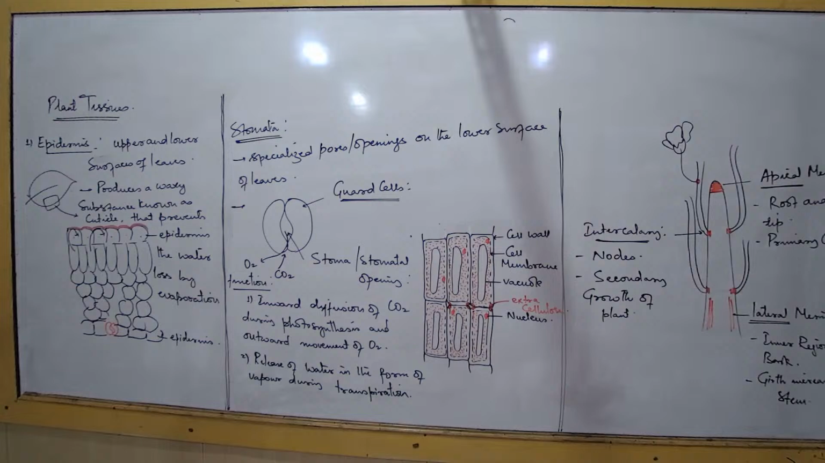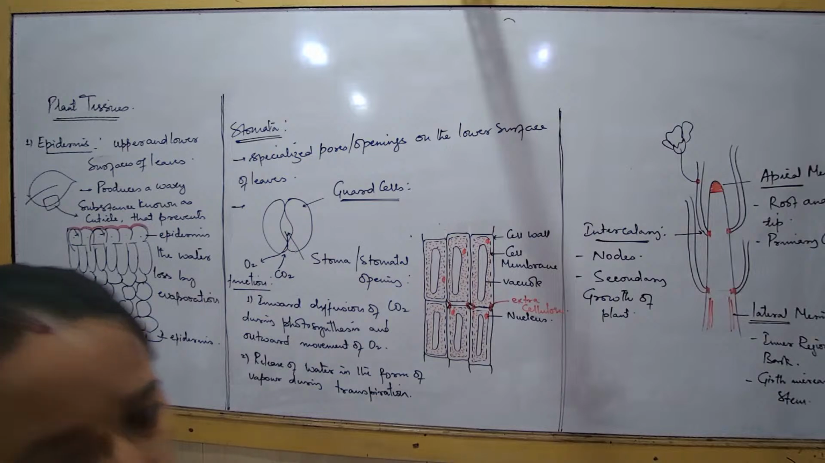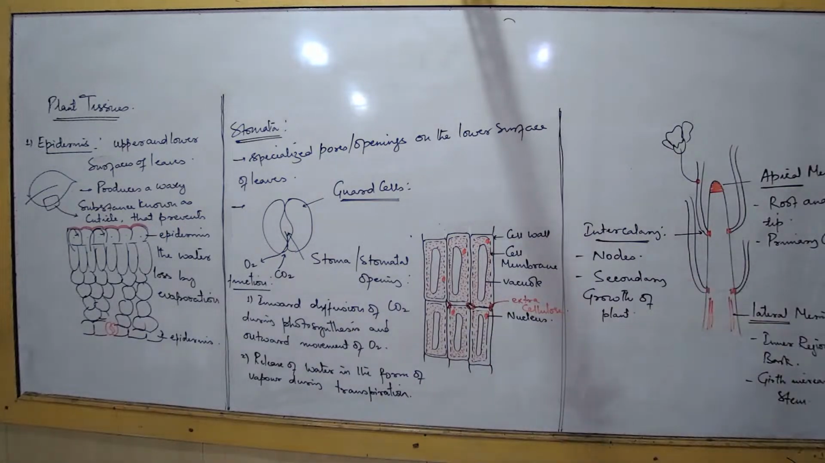Primary growth means increase in the height of the shoot and increase in the length of the root. That is known as primary growth. Secondary growth means making the plant branchy, the development of the branches and the flowers and the fruits. That is called secondary growth. Okay?